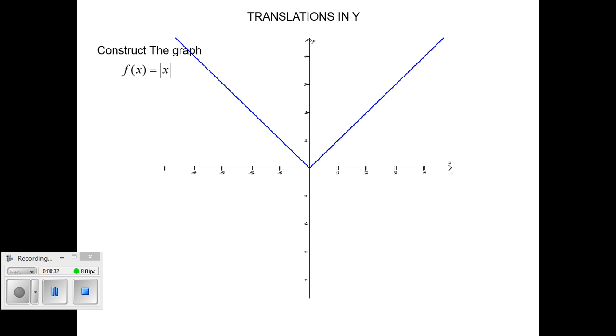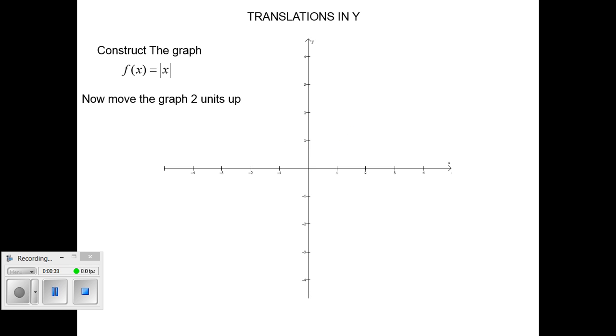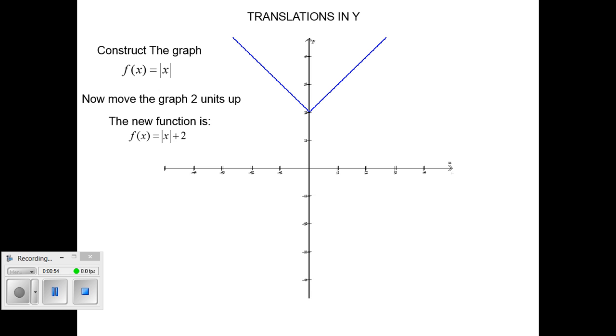Translations in y means moving it along the y-axis, which means moving it up or down. So we're going to say, what if we elected to move our absolute value of x graph up 2 units? This is obviously what it would look like. But what would be the equation of that? Well, the new function would be the absolute value of x plus 2.